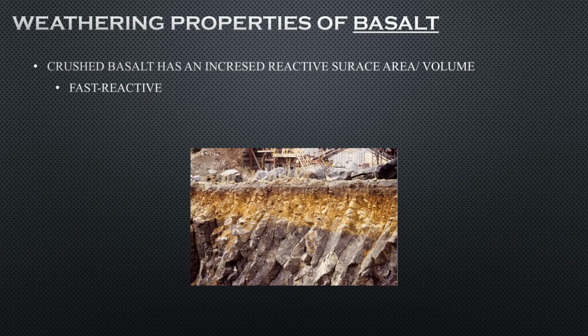Now for its weathering properties. Crushed basalt is a very rapid weathering mineral. It has a very high reactive surface area per volume. So this means that when implemented into regions of high precipitation, basalt is a theoretical machine when it comes to sequestering carbon dioxide.